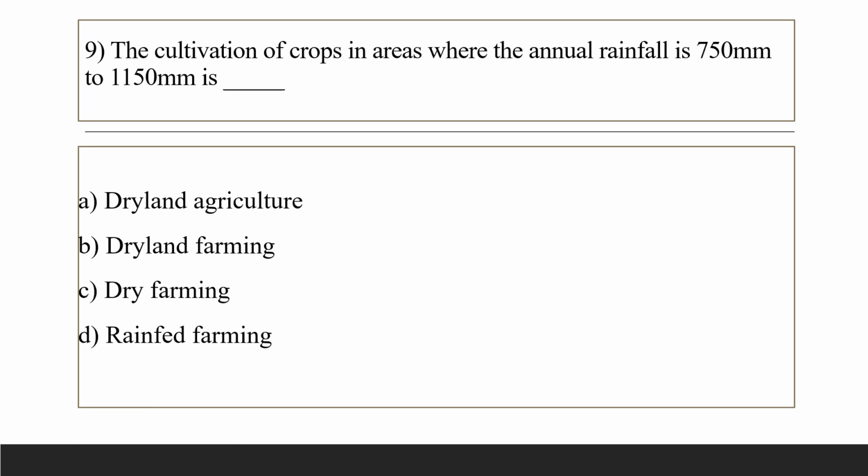The cultivation of crops in areas where the annual rainfall is 750 mm to 1150 mm is. If the annual rainfall is less than 750 mm, it is dry farming. If the annual rainfall is between 750 mm and 1150 mm, it is dryland farming. If the annual rainfall is more than 1150 mm, it is rainfed farming. So the answer is option B, dryland farming.